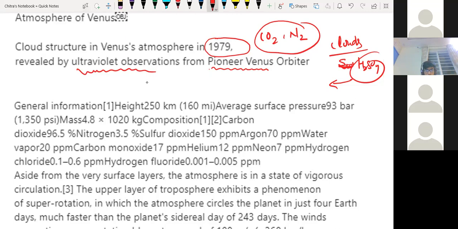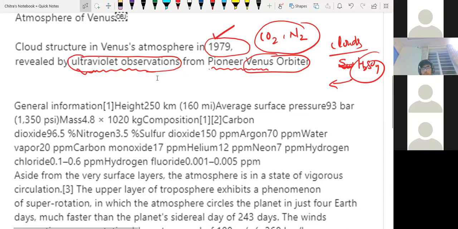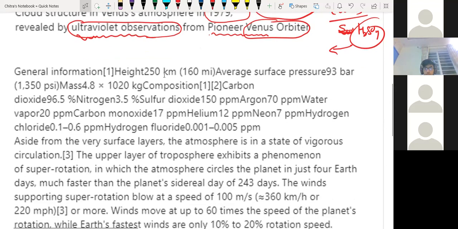So that atmosphere was discovered in 1979 with the help of Pioneer, the Venus orbiter, which has an ultraviolet-sensitive tool that gives information related to the Venus atmosphere. Okay, the general information.